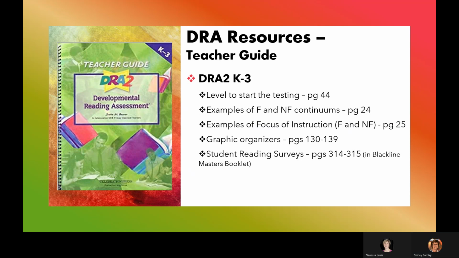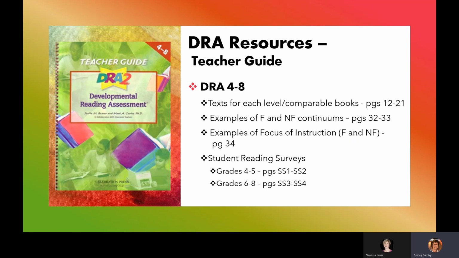Now, the text for each level, or comparable books in the 4 to 8 kit, are in pages 12 to 21. The nonfiction and fiction continuums are in pages 32 and 33. The examples of the focus of instruction for fiction and nonfiction are page 34, and the reading surveys you'll see are in page SS1 and SS2 for grades 4 and 5, and for grades 6 to 8, it's SS2 and SS3, SS4.